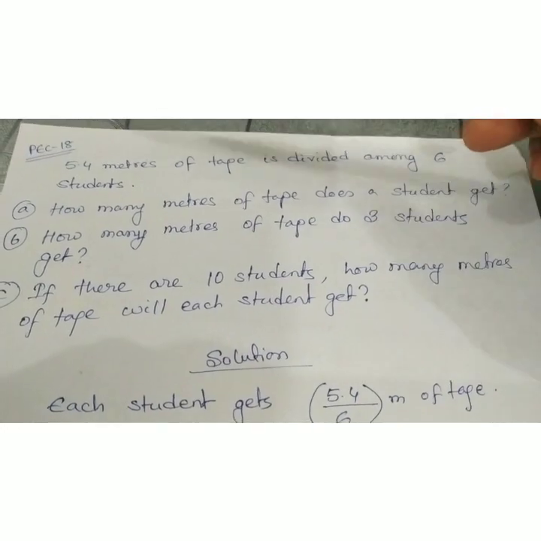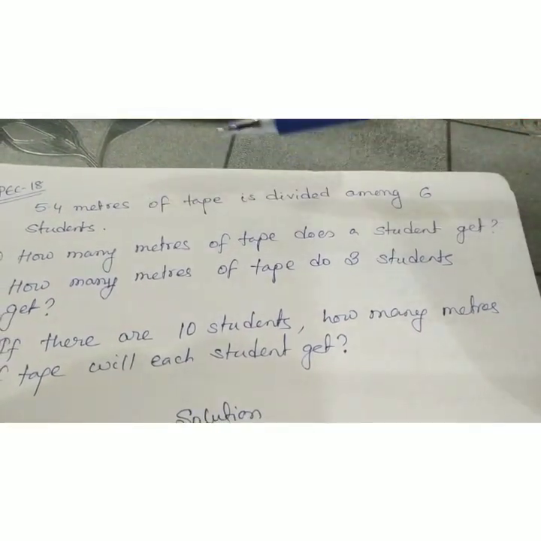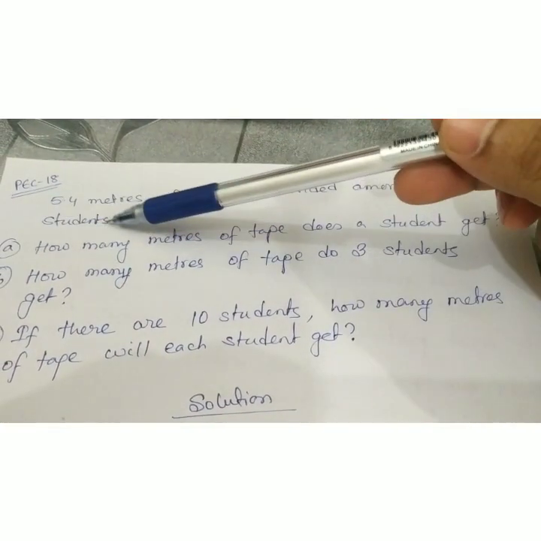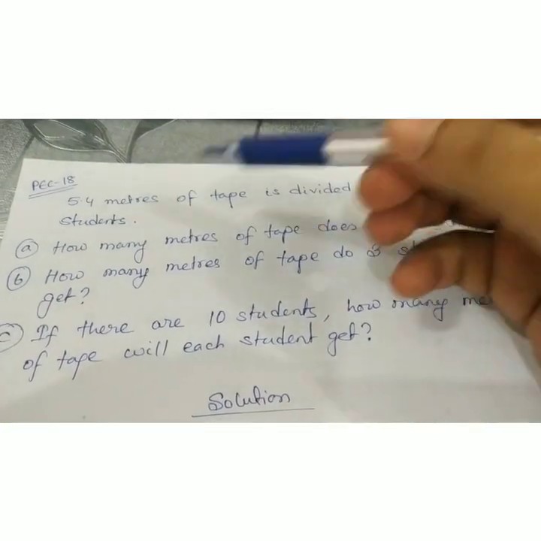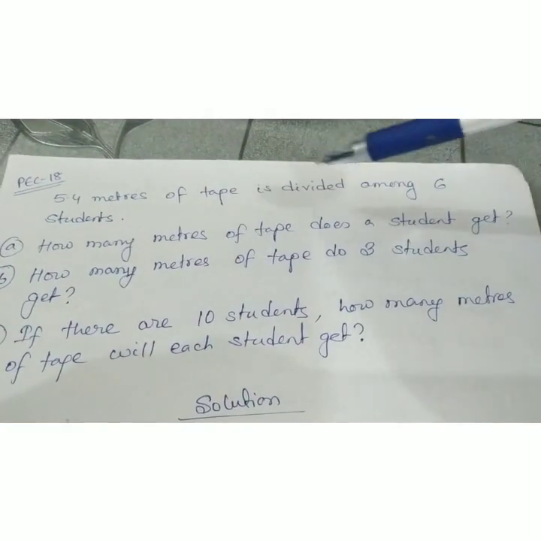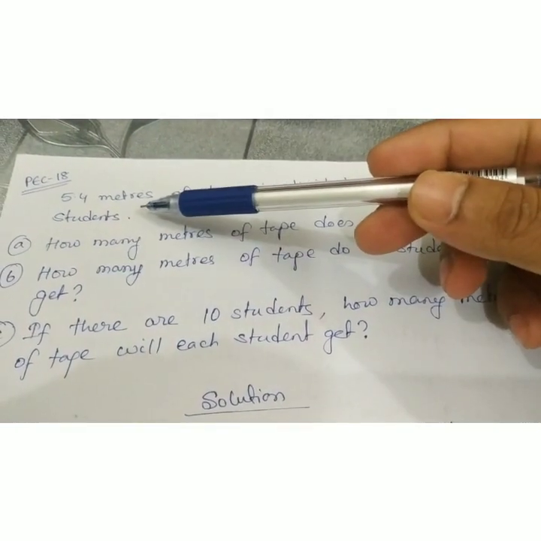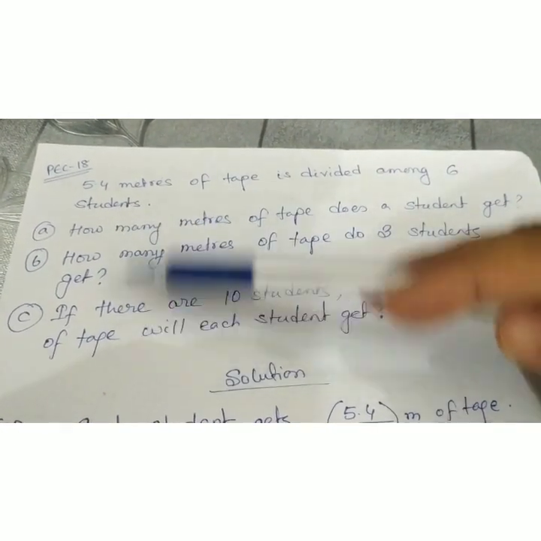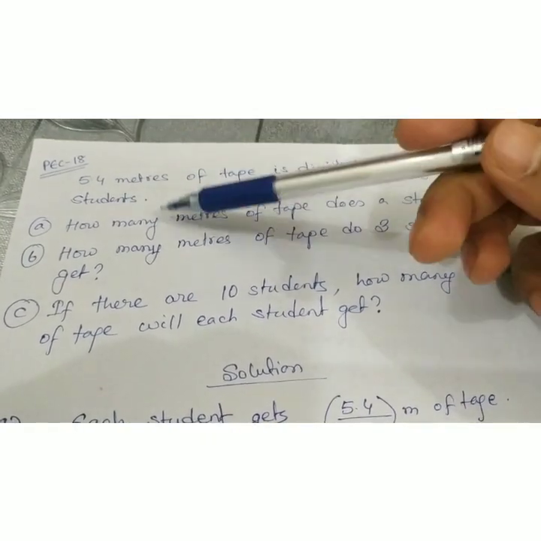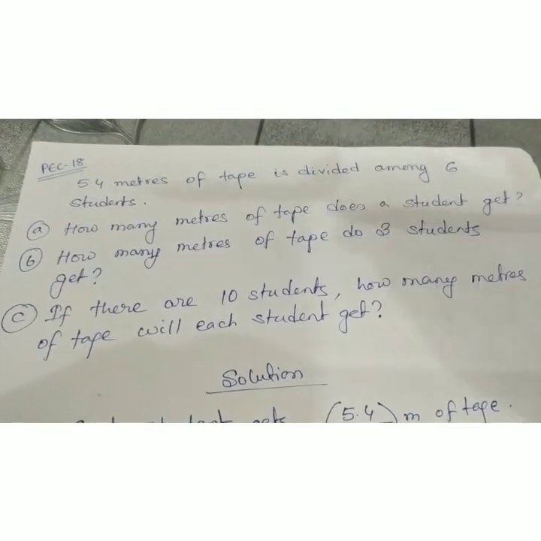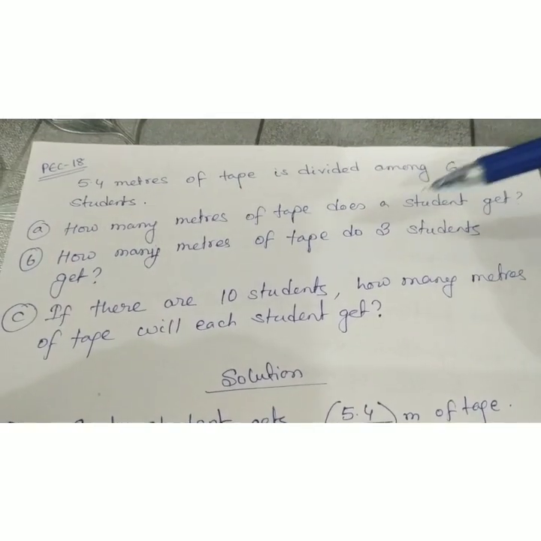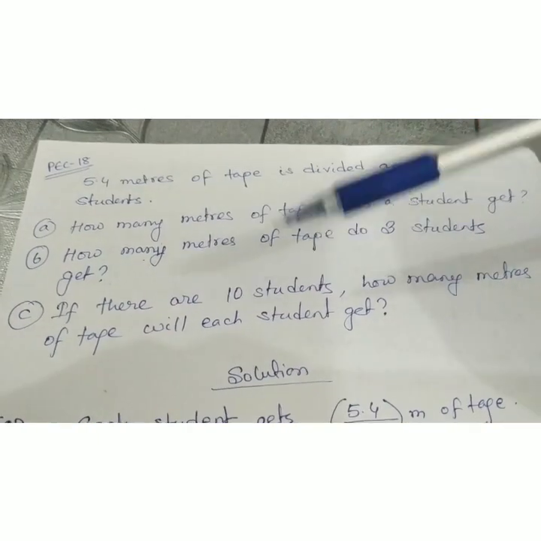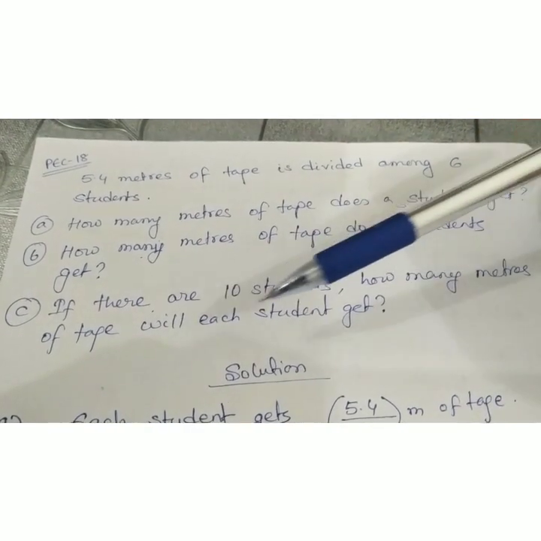The question is: 5.4 meters of tape is divided among 6 students. This is the stem that is provided, and the information is provided. Now we have to answer 3 questions from this information. How many meters of tape does a student get? How many meters of tape do 3 students get? And finally, if there are 10 students, how many meters of tape will each student get?